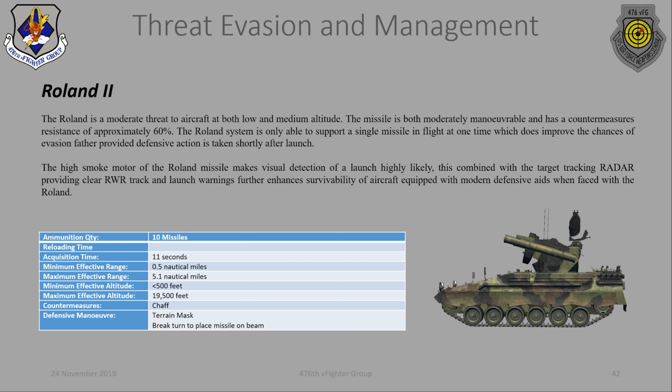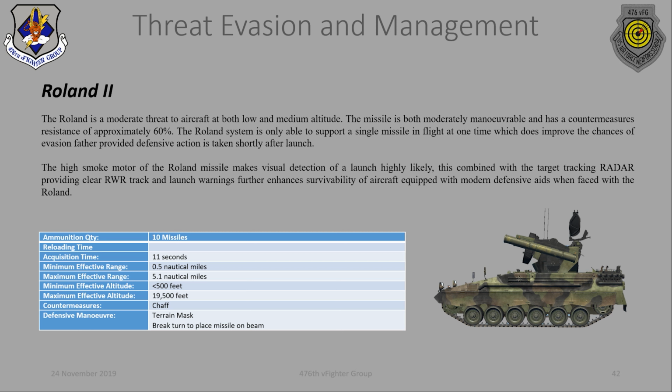Roland, pretty much the same thing. It is slightly more effective than the 19. It has a better capability to lead the target slightly, and it doesn't have a gun system. So the advantage you've got against it is a slightly longer acquisition time, 11 seconds, and it has got a shorter minimum effective range and a longer max range, and it can engage targets down to about 500 feet, slightly below. Countermeasures, unlike the 19, in DCS, chaff is effective.